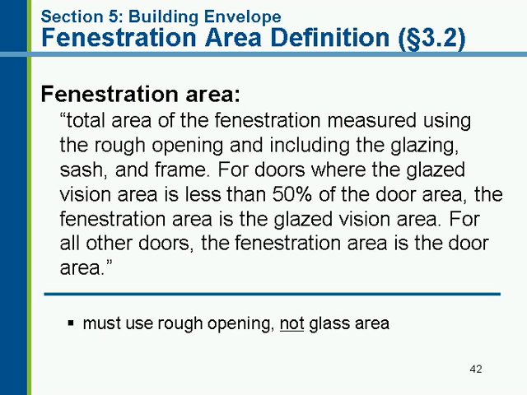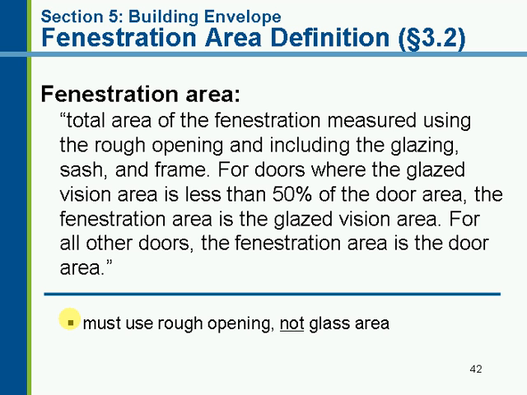Now, the fenestration area is the total area measured using the rough opening, including glazing, sash, and frame. So it's not just the visible light transmitting area. It's the whole rough opening. For doors, if the glazed area is less than 50%, then it's just the glazed area. Otherwise, it's the entire door area.